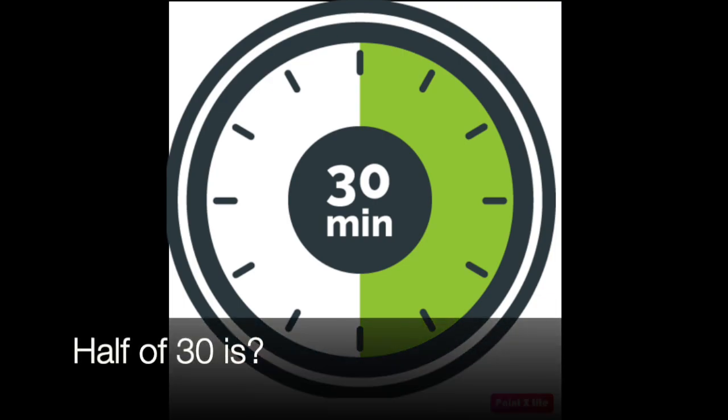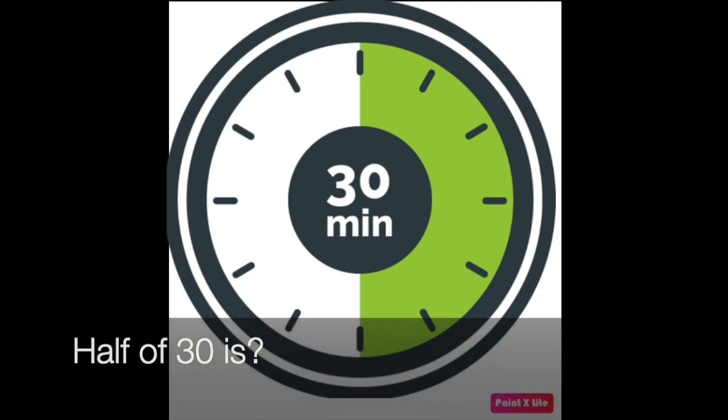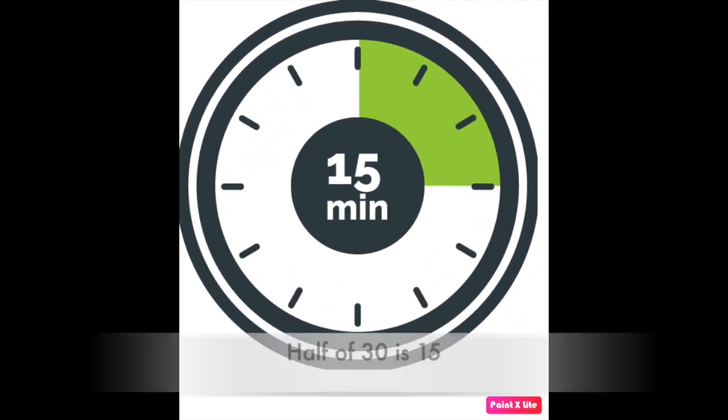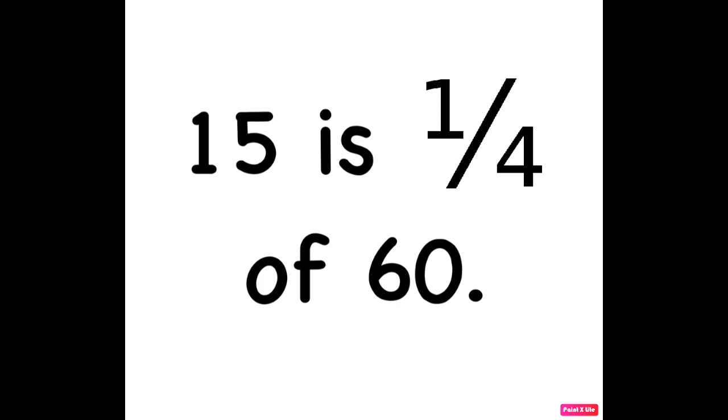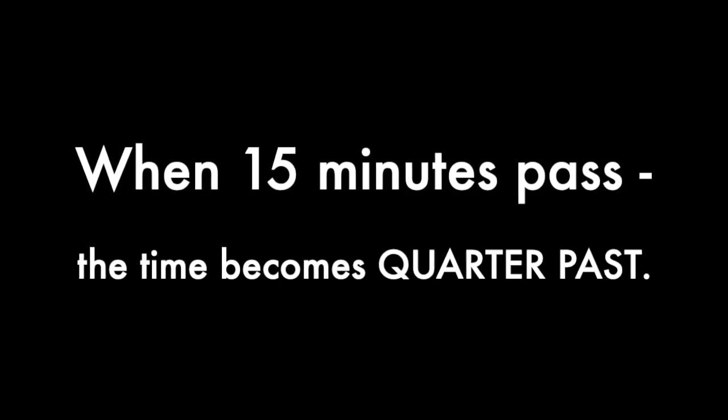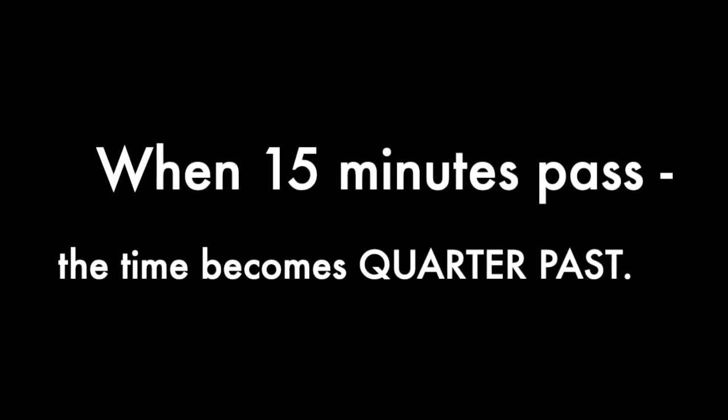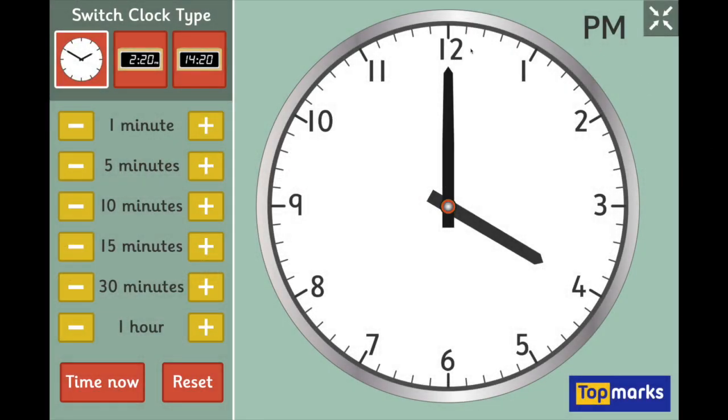So half of 30 is 30 divided into 2 equal parts. So correct, the answer is 15, which means 15 is 1/4 of 60. So when 15 minutes pass on the clock, this means the time becomes quarter past. So the big hand has moved 15 times and ends up pointing at the number 3.